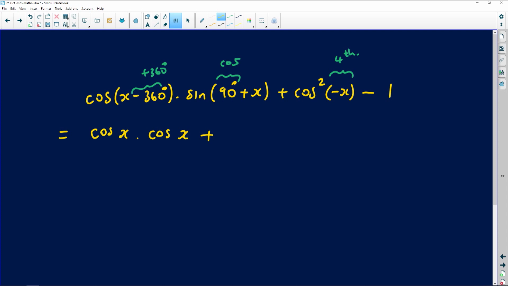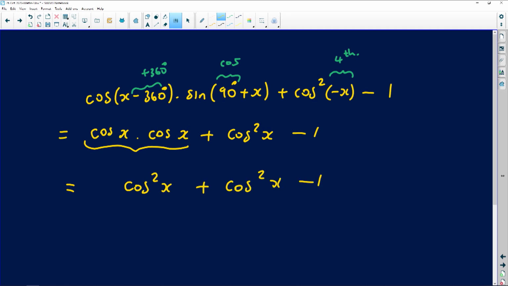But then in the fourth quadrant, cos is positive. So this is positive twice. It's positive because in the fourth quadrant, cos is positive. It's also positive because anything squared is always positive. So this is going to be cos squared x minus 1. Okay, the product of these two amounts to cos squared x plus another cos squared x minus 1. You add one monkey with another monkey, you're going to get two monkeys. So that's going to be 2 cos squared x minus 1.